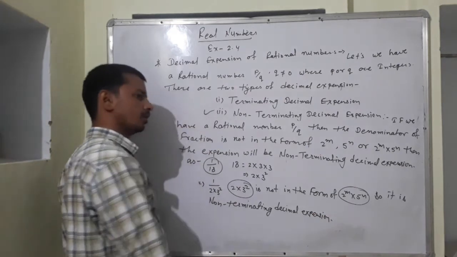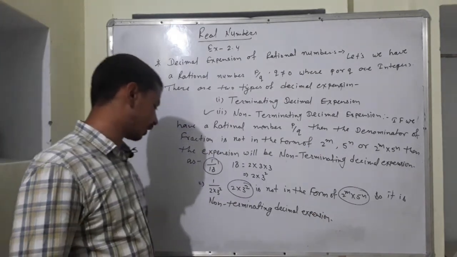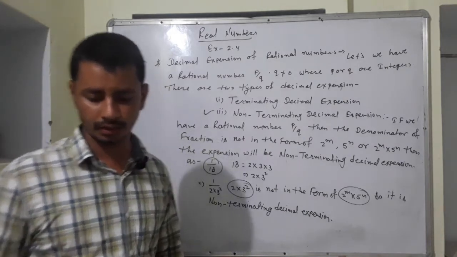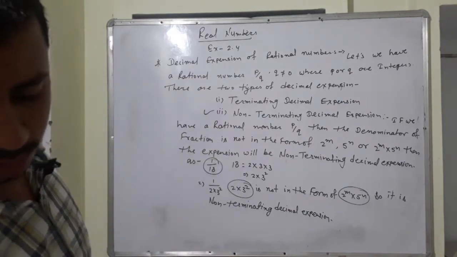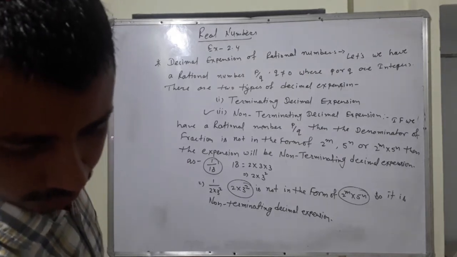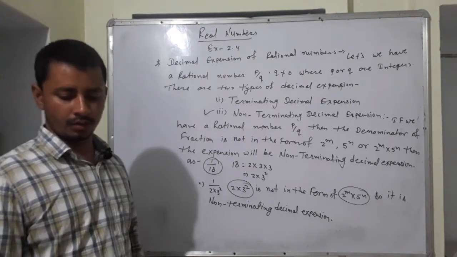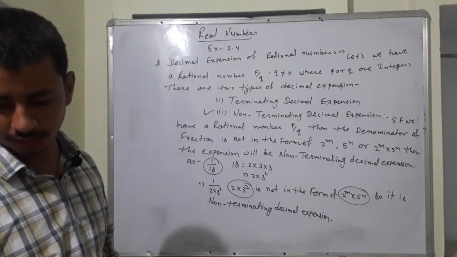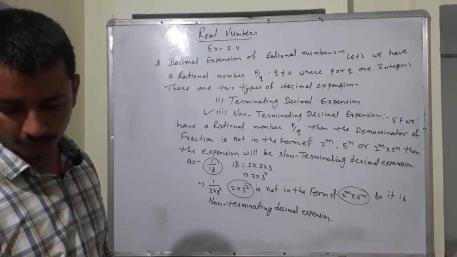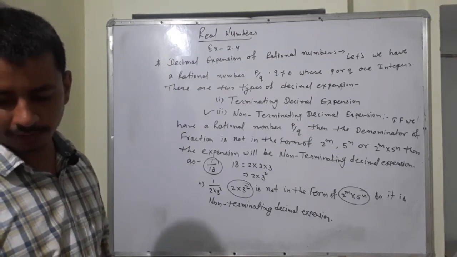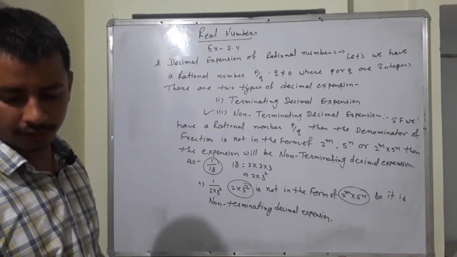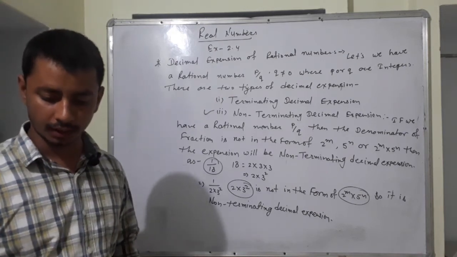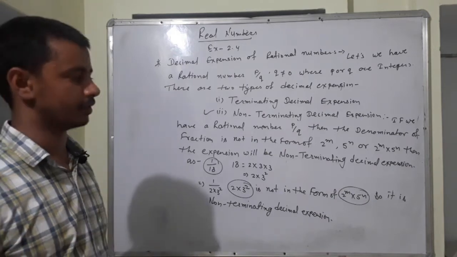Okay, let's start the exercise 2.4, and the first question is: without actually performing the long division, state whether the following rational numbers will have a terminating decimal expansion or a non-terminating recurring decimal expansion. Okay.